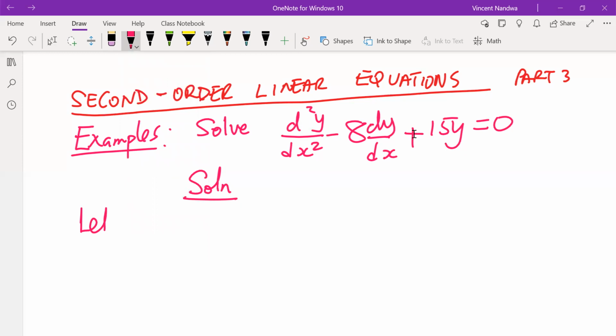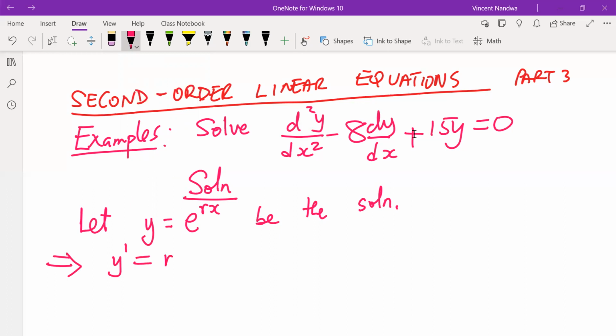So let y equals e raised power rx be a solution. So this means y prime is given by r e raised power rx, and y double prime, which is the same as the second derivative, is r squared e raised power rx.